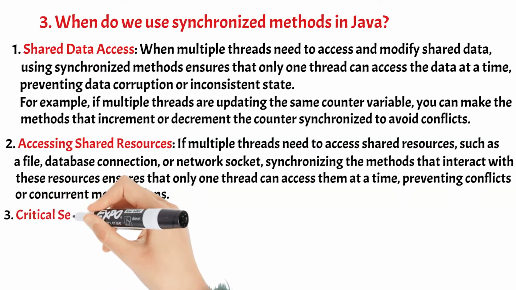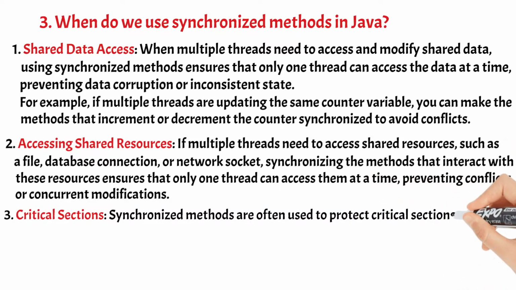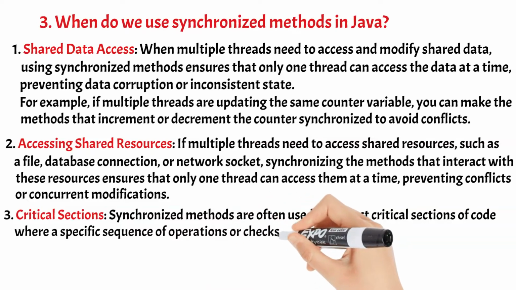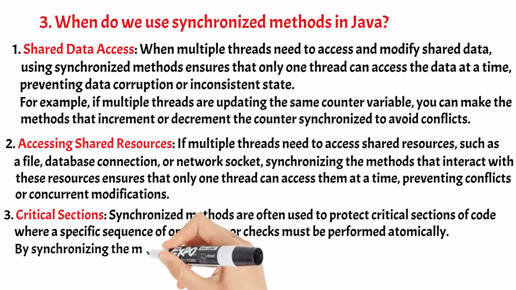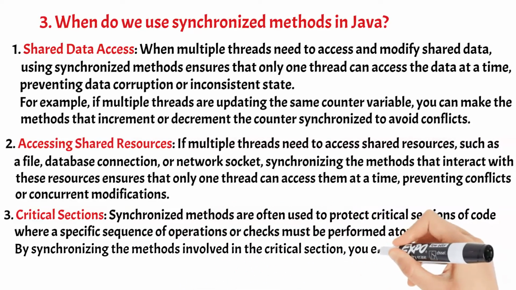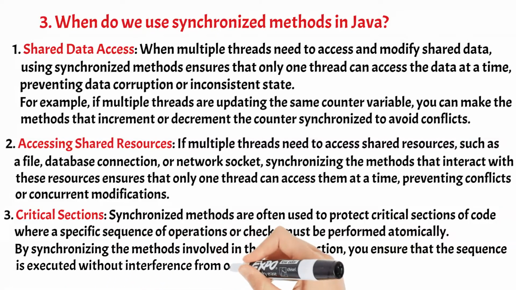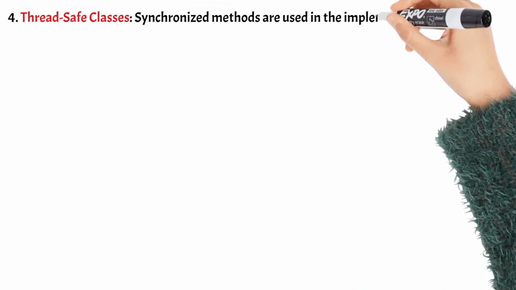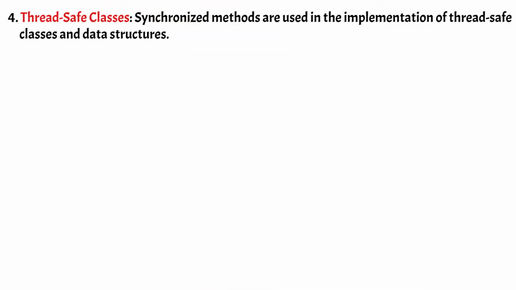3. Critical sections. Synchronized methods are often used to protect critical sections of code where a specific sequence of operations or checks must be performed atomically. By synchronizing the methods involved in the critical section, you ensure that the sequence is executed without interference from other threads.